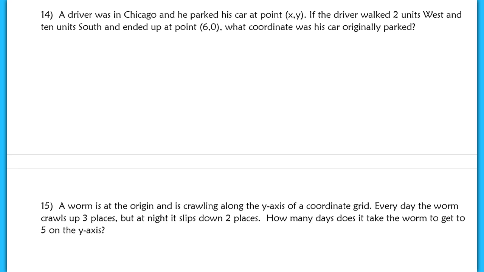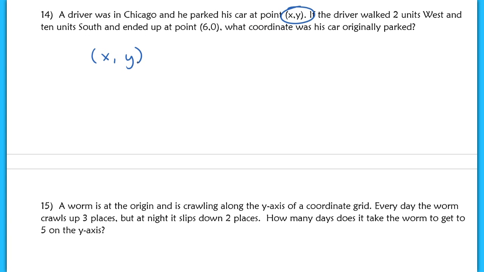All right, now 14 is a little bit trickier. It says a driver was in Chicago and he parked his car at point x, y. So now we don't have the location of where he's at. It's just in general x, y. If the driver walked 2 units west and 10 units south and ended up at the point 6, 0, what was the coordinate where his car was originally parked? This question is tricky because we have to figure out what that x, y original coordinate was.